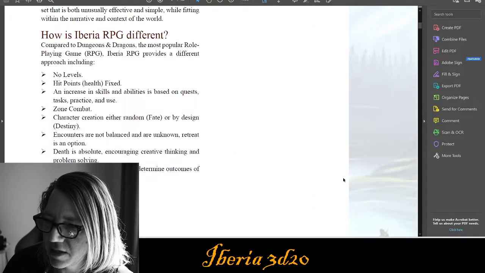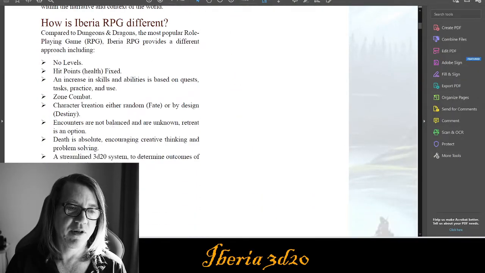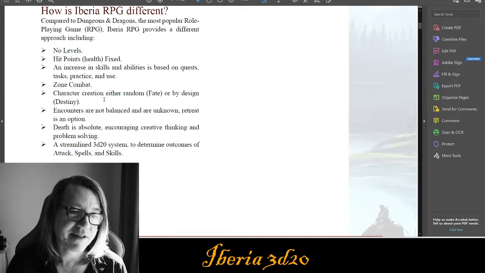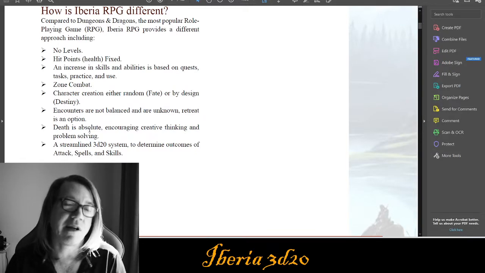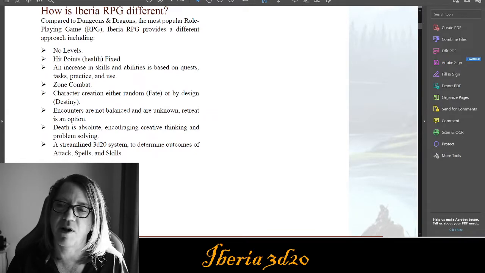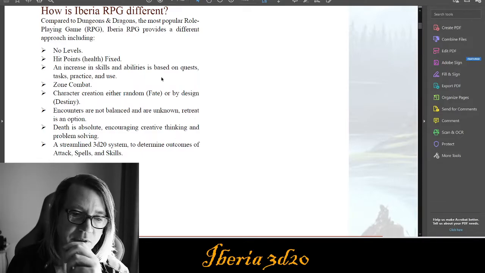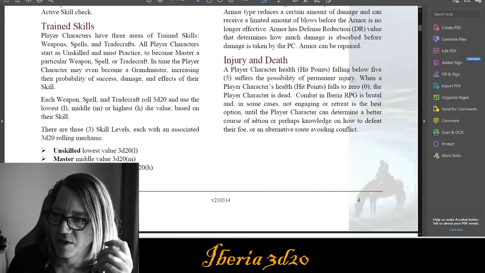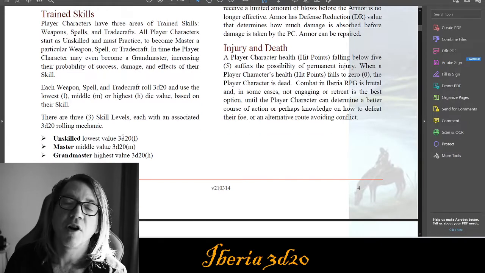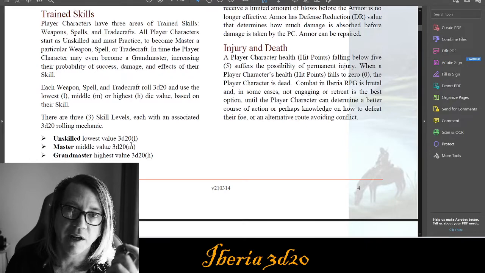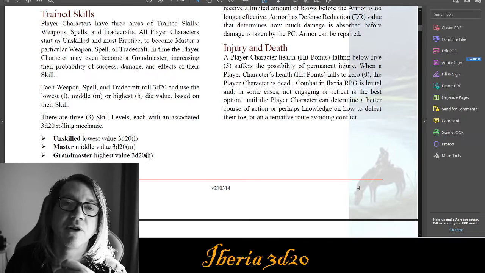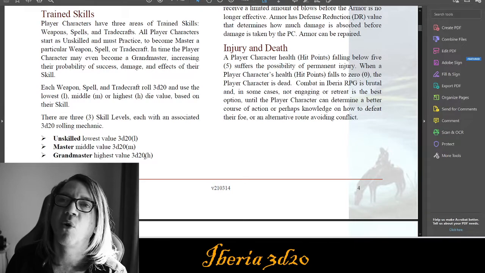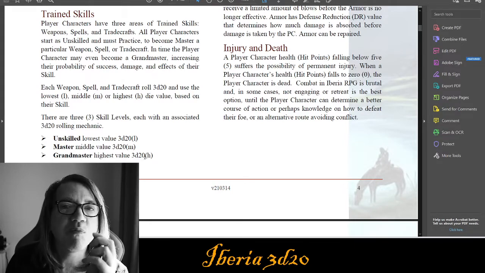One of the mechanics in this game, I'll just talk about it quickly, is we don't have any levels. Health points are fixed. And because there's no levels, how do I demonstrate somebody that's unskilled versus a master versus a grandmaster using the 3d20 dice? Well, it's pretty simple. There are 3 skill levels. If you're unskilled, you're going to use the lowest of the 3 dice. If you're skilled or master, you're going to use the middle die. And if you're a grandmaster, you get to use the high die to determine your attack roll, or your spellcast roll, or your tradecraft. So it's a really simple mechanic.